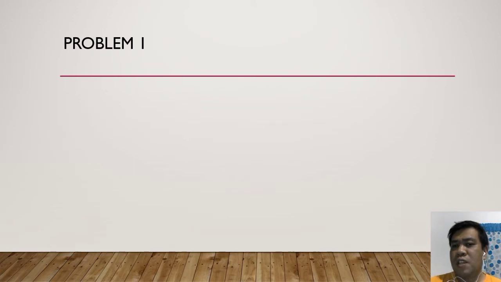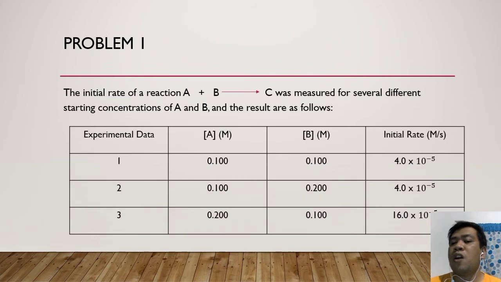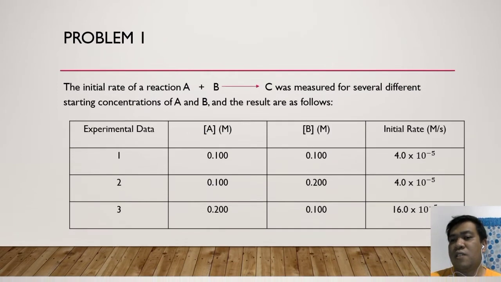So let's proceed with our problem. The initial rate of a reaction A plus B gives C was measured for several different starting concentrations of A and B, and the results are as follows. So we are given a table containing results of experimentation.